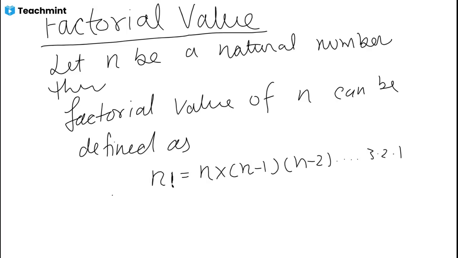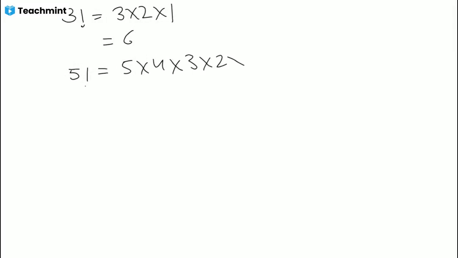If n is equal to 4, then factorial 4 means 4 into 3 into 2 into 1, so its value is 24. Similarly, factorial 3 is 3 into 2 into 1, which is 6. Factorial 5 is 5 into 4 into 3 into 2 into 1, which is 120. You got it? Yes, ma'am. You can find it for any number.